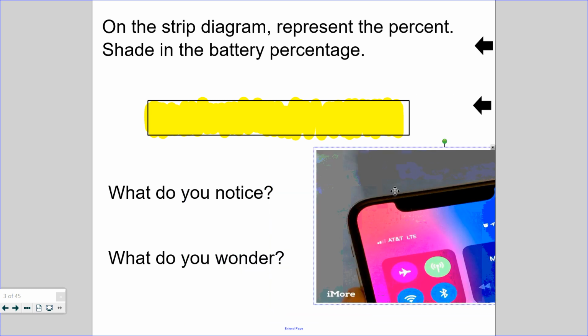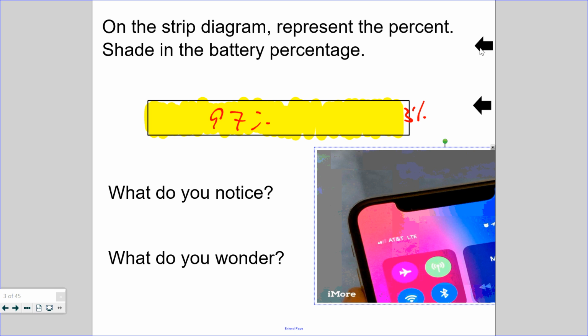So I want you to think about it. What do you notice and what do you wonder? I notice that it is almost fully charged. 97% is charged, and I'll say 3% is not charged. Oh, I noticed that to make it fully charged, it has to be 100%. What do you wonder? I wonder how long will it take to charge 3%? I wonder how long would 97% last me?